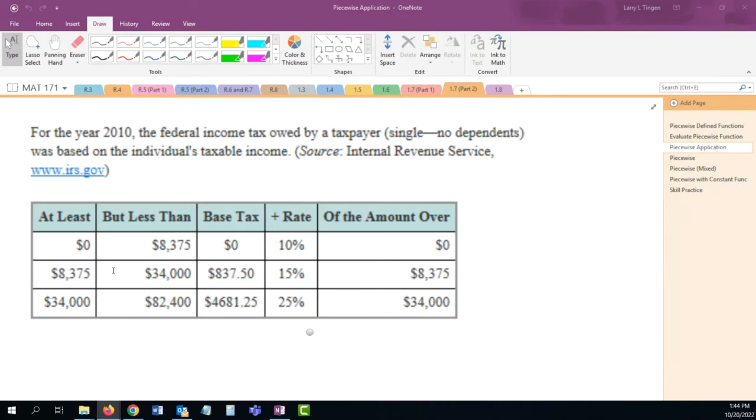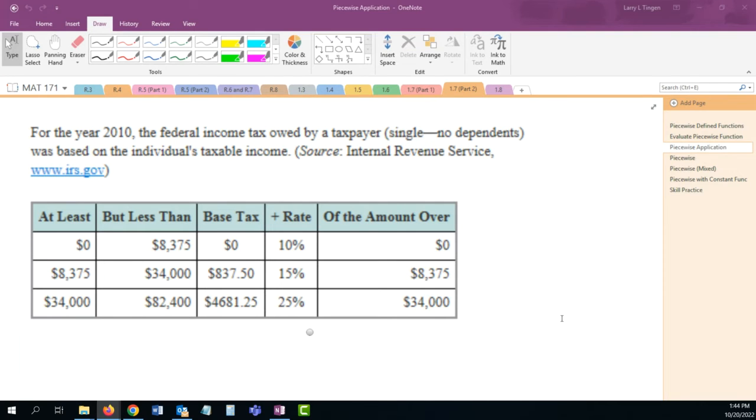So for the first $8,375, no one pays taxes on that. For every dollar past $8,375 and up to $34,000, you pay a 15% tax on that. For anything over 34,000 up to 82,400, you pay 25% on that.